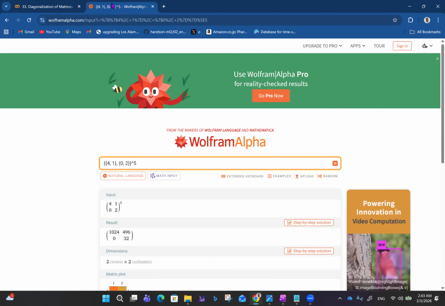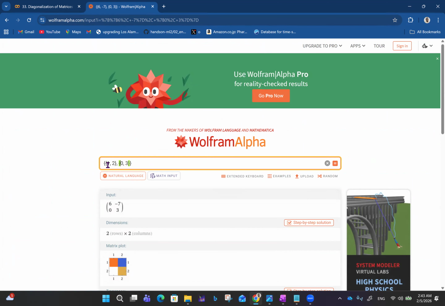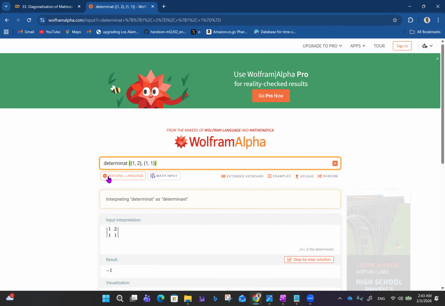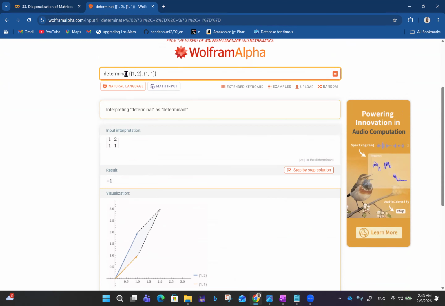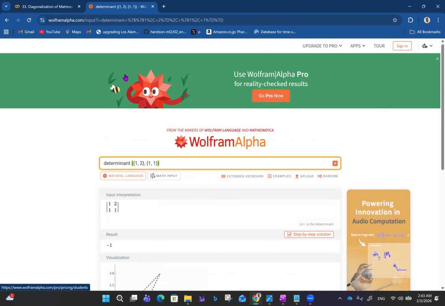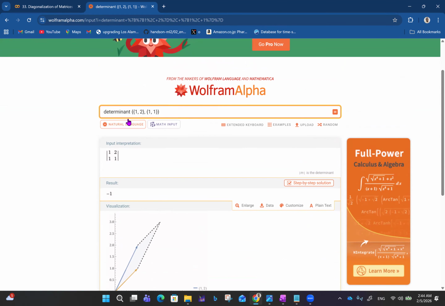Determinant. This always helps, right? Determinant of 1, 2, 1, 1. I have a strong feeling it is correct. I want to be very sure. Oh, is that determinant? I'm looking for inverse, sorry. I was wondering. Inverse, inverse.